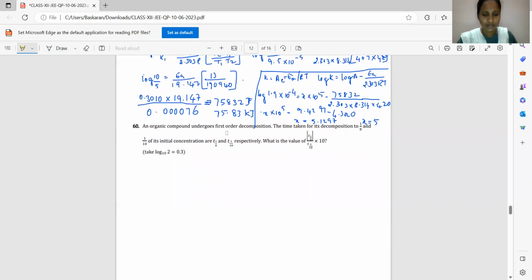An organic compound undergoes first order decomposition. The time taken for its decomposition to 1/8 and 1/10 of initial concentrations are T1/8 and T1/10 respectively. What is the value of T1/8 by T1/10, into 10? They are asking this, and they are also giving the value of log 10 is equal to 1 and log 2 is equal to 0.3. Okay, now let us begin with solving this question.